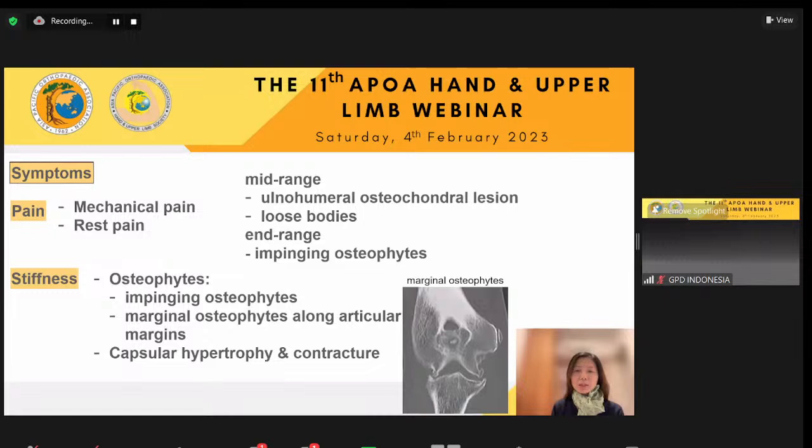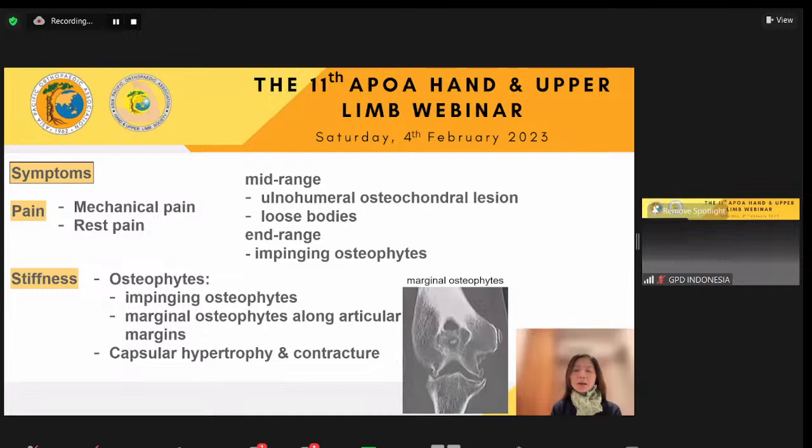Elbow stiffness results not only from those impinging osteophytes blocking motion, but also from the marginal osteophytes along the articular margins causing mild articular incongruity. It also results from secondary capsular hypertrophy and contracture. Arthroscopy is effective in removing the impinging osteophytes and removing or releasing the thickened capsule to improve the range. But for the marginal osteophytes and joint incongruity, it doesn't help.